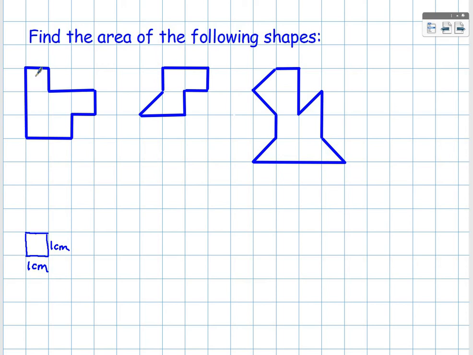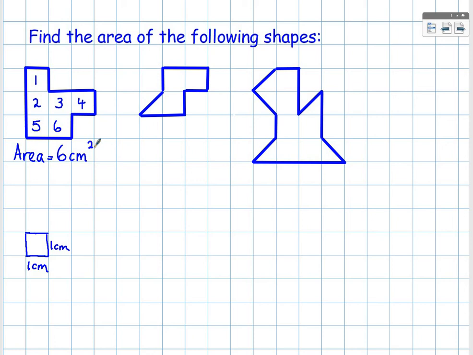Counting the squares inside the first one then: 1, 2, 3, 4, 5, 6. That's 6 whole squares. So the area of the first shape would be 6 centimetres squared.